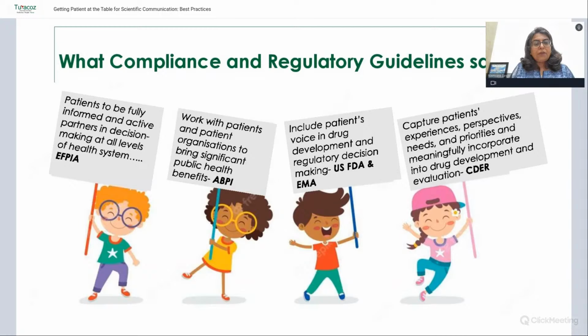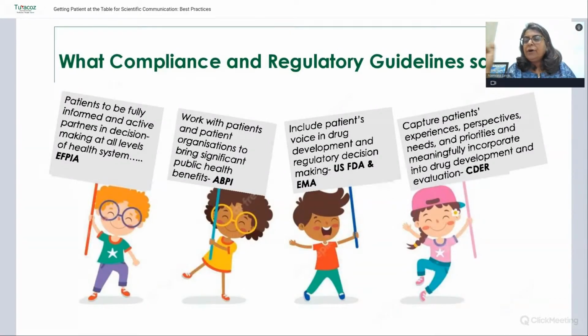Now, we spoke about patient centricity, what it is, what it involves, what all factors are there. Now, in one snapshot, there are so many different regulatory guidelines and compliance bodies. EFPIA is for the European Pharmaceutical Association, ABPI is for the UK. Then there are the regulatory agencies, FDA and EMA, FDA for the US, EMA for Europe, and CDER is again for US drug approvals. Now, what is the common thing here, as you can see on the slide, is that they have to be fully informed.